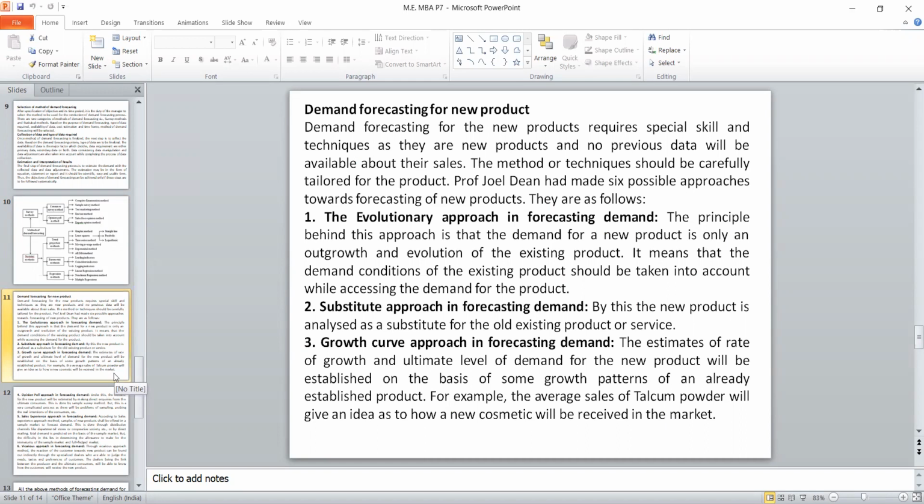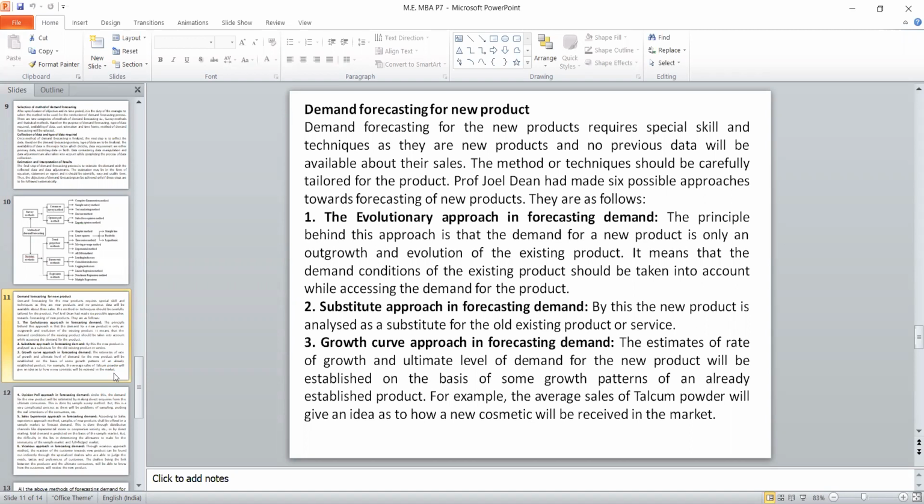The first method we call the evolutionary approach. This principle is based on comparing some other existing product related to that, and then we can say this may be the future sales. The second method is called the substitution approach. Suppose this particular new product may replace the existing product or some other product. It is not the actual same product, but it will serve the purpose of that other product. So we can compare that and estimate the future sale. That is called the substitution approach.